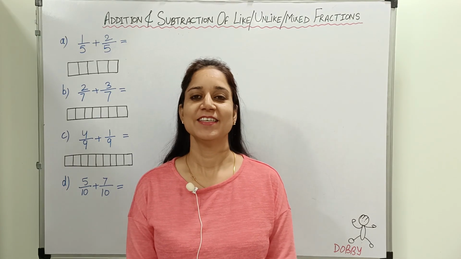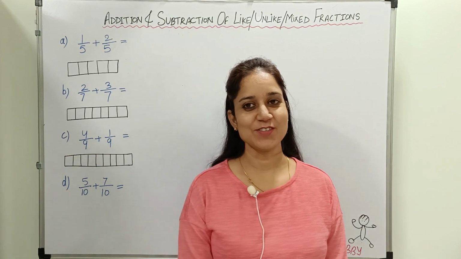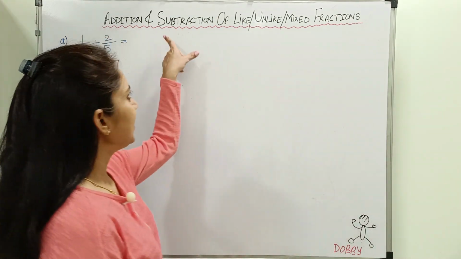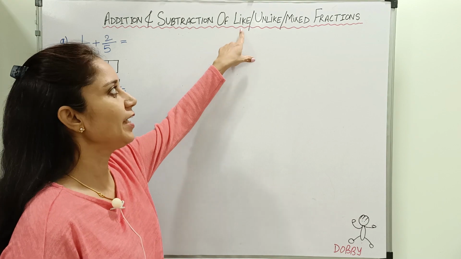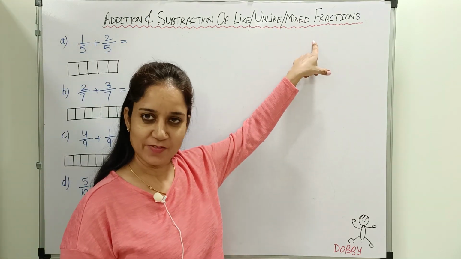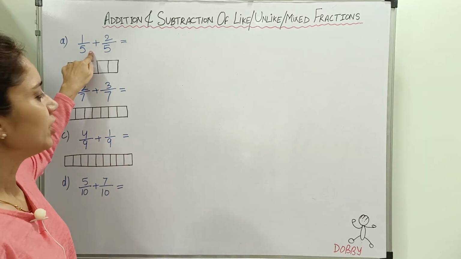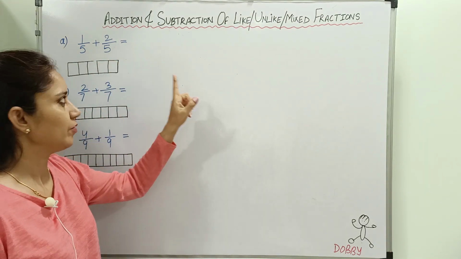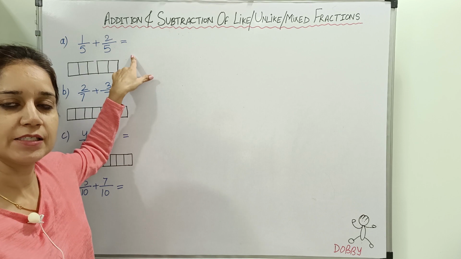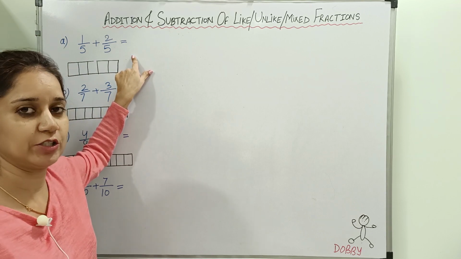It's math time, ma'am. Yes, and in today's class we will be learning addition and subtraction of like, unlike and mixed fractions. Let us start with the like fractions. 1 upon 5 plus 2 upon 5. Observe the denominators. Yes, both are same, so they are like fractions.